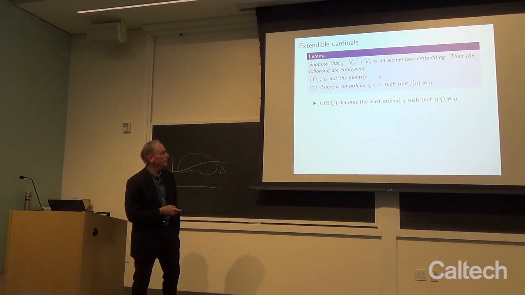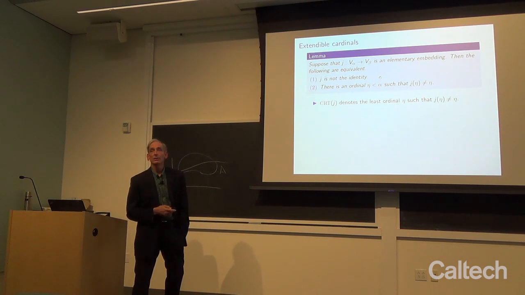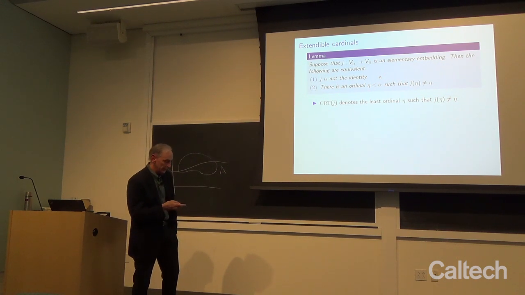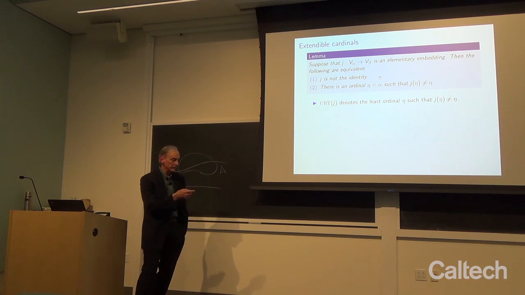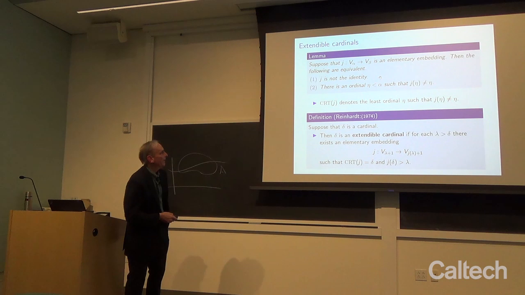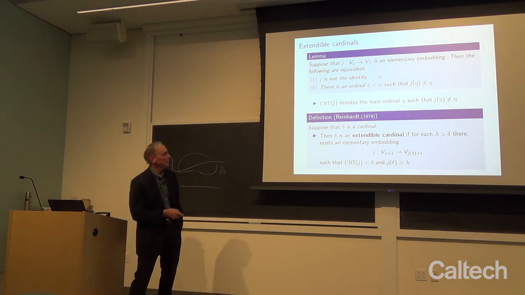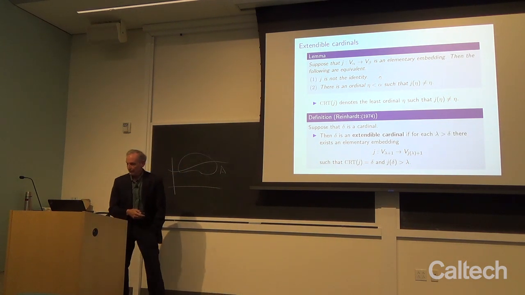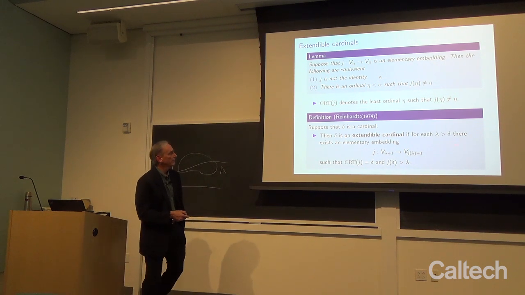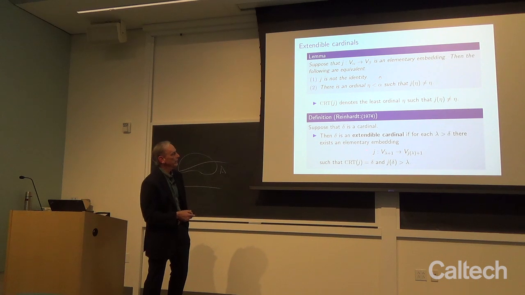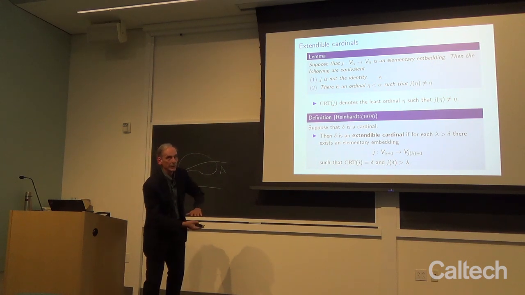The critical point of j denotes the least ordinal. Remember, the ordinals are well ordered. So if j is not the identity, there has to be a least ordinal that j doesn't send to itself. j has to be increasing. And then that leads you to the definition of an extendable cardinal, which is in Reinhardt's thesis. δ is an extendable cardinal if for every λ bigger than δ, there's an elementary embedding from V_{λ+1} to V_{j(λ)+1} with critical point δ and j(δ) bigger than λ. It's pushing up.